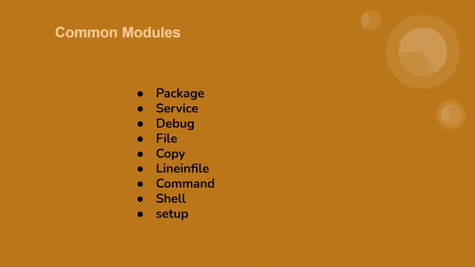And the copy module, this is the one we generally use to copy a file from a control machine, our Ansible machine, to nodes. The lineinfile module, this we use most frequently to change any configuration. Let's say you want to change the Tomcat port, or change something in any file, we can do it with this one.